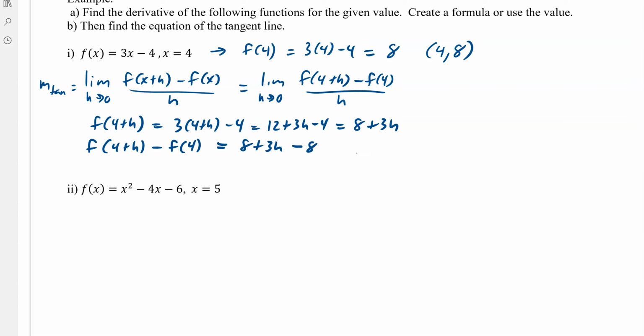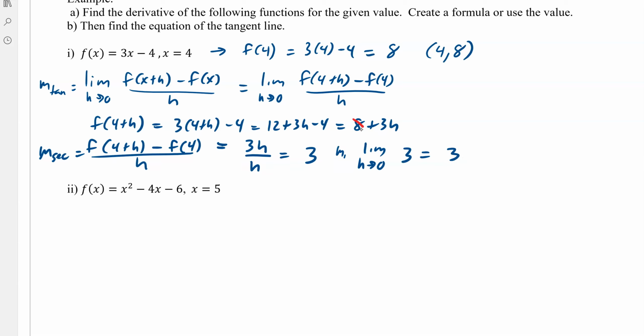And all that's really happening is whatever is here, you're just going to cancel that number. So that 8 and that 8 cancel, just like this. So we can make it a lot quicker just by writing what's left. And then we divide it by h, and we end up with 3. So the last part now, because this is the slope of our secant here, is to take the limit. So if we take the limit as h approaches 0 of 3, we end up with 3. So this is the slope of the tangent.